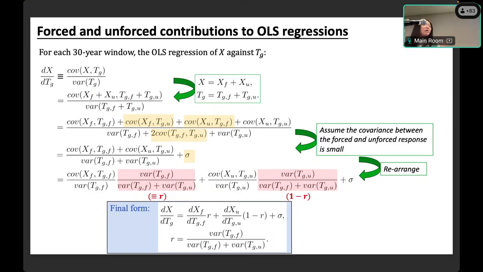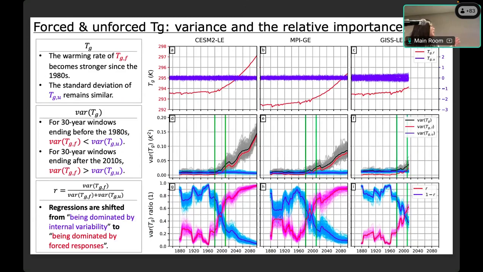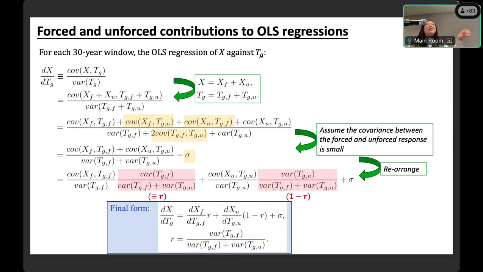Say we are in a time period where we have very little forced variance of global mean temperature, then the full regression mostly reflects the influence from internal variability. And if we shift from the period where the forced response is weak to recently, when the forced response is more significant, then the regression slopes will look more and more like the forced part of the feedback. So this weighting acts as a time-varying indicator, or time-varying weighting.